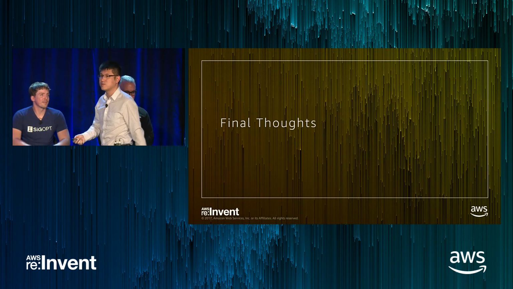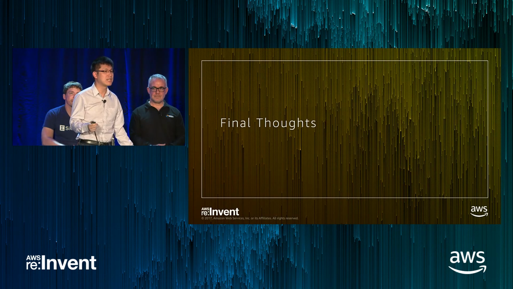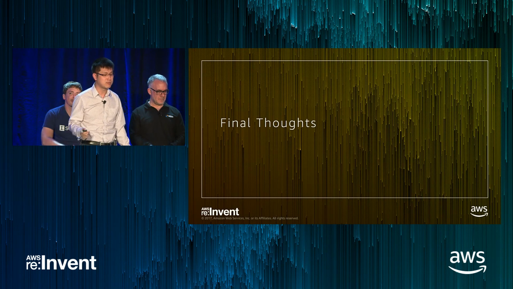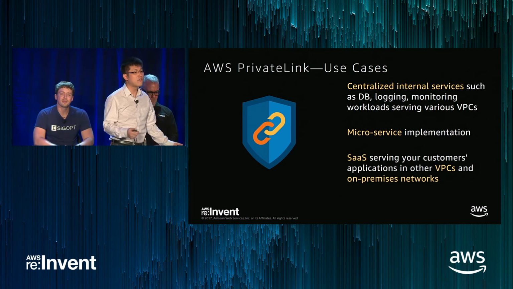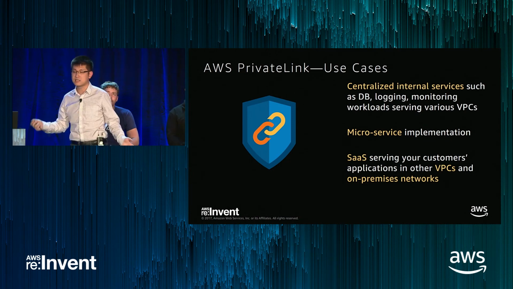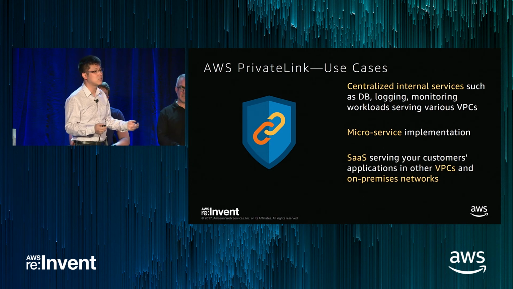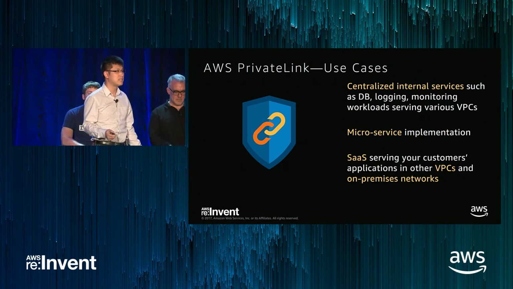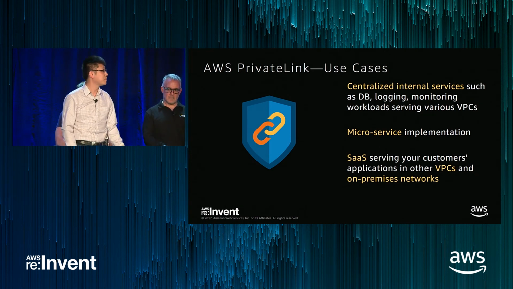So I'm going to give some final thoughts on what the other use cases for PrivateLink are, what the benefits are, and how you may better leverage AWS PrivateLink. Here are some more use cases. First of all, any centralized service, say a centralized DB, logging, or monitoring service, that needs to serve lots of VPCs where you have clients in lots of different VPCs. You don't have to worry about peering and overlapping IP addresses here.